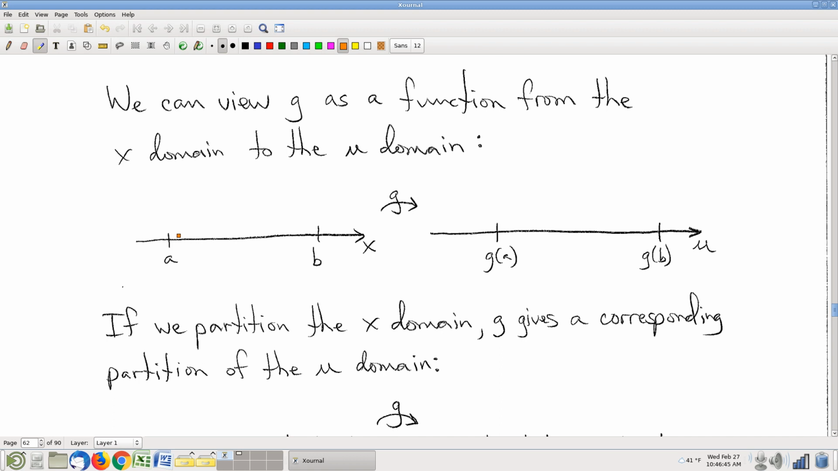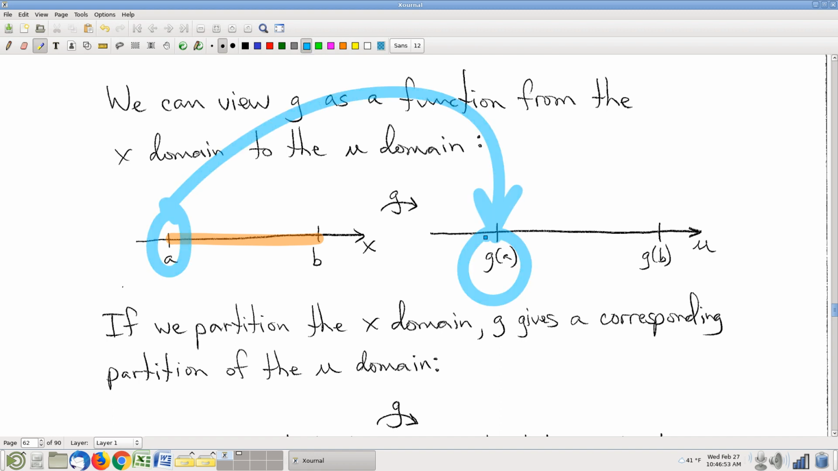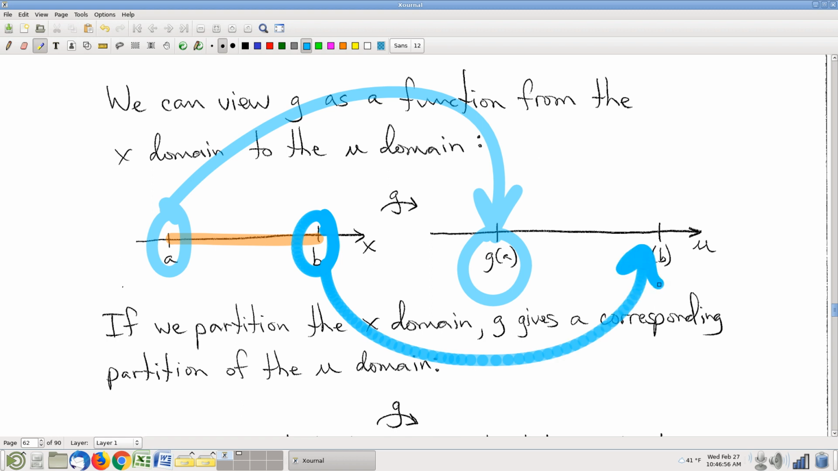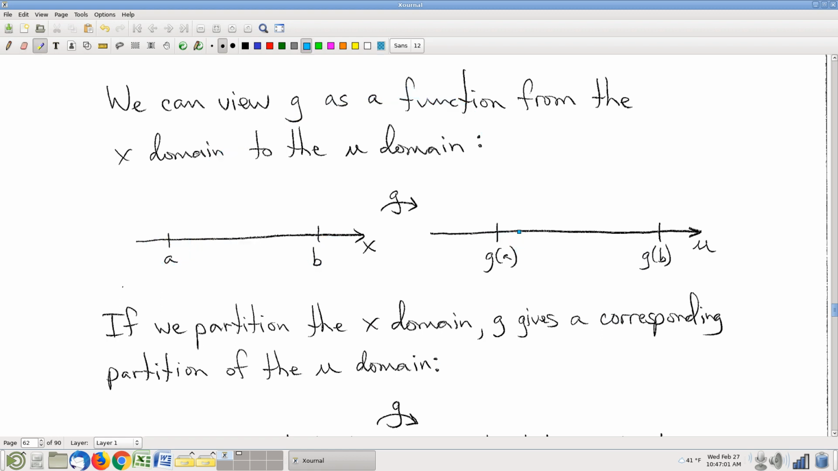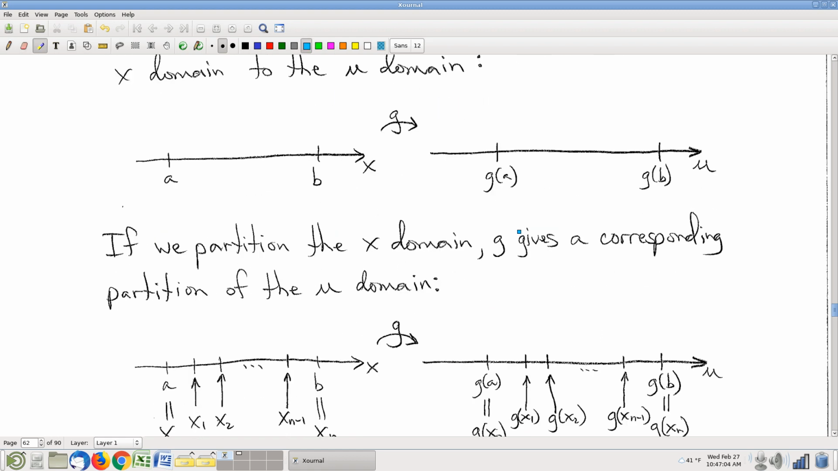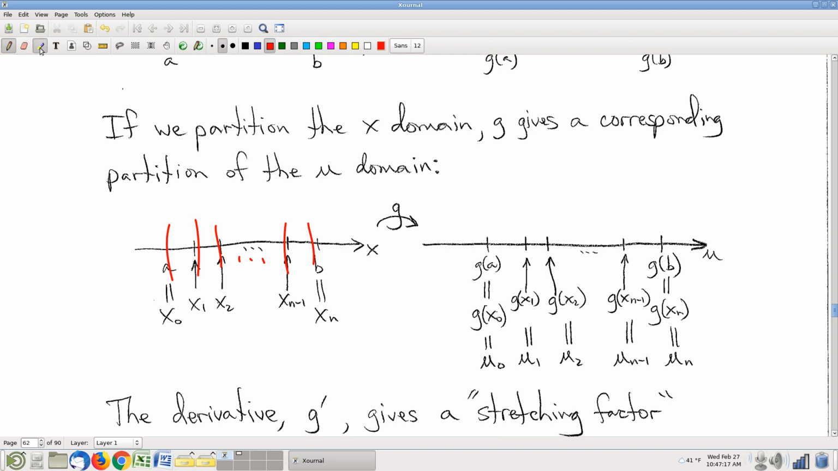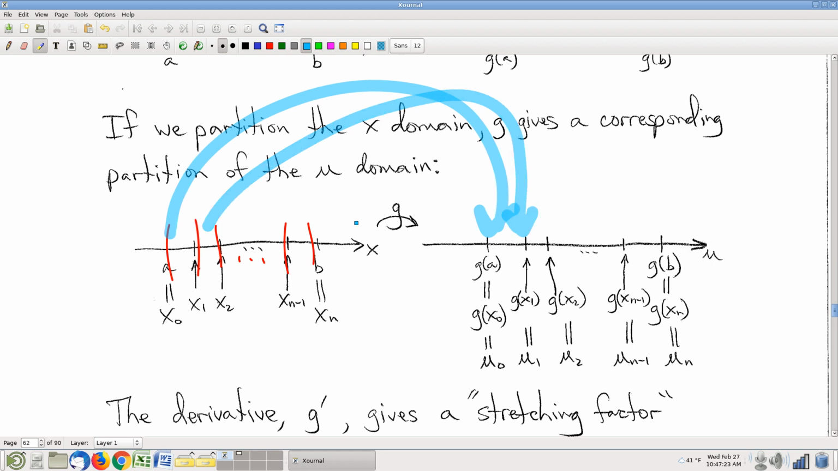If I take this interval here on the x-axis, what happens to the starting point? That starting point goes over there, and this ending point goes over to there. A clearly goes to g of a, and b clearly goes to g of b. What happens if I chop? Let's imagine taking this interval from a to b and chopping it up, as we usually do. Notice that each one of these points has a corresponding image over here.